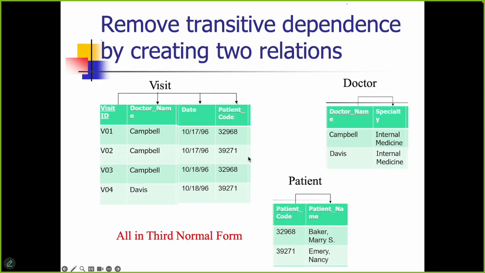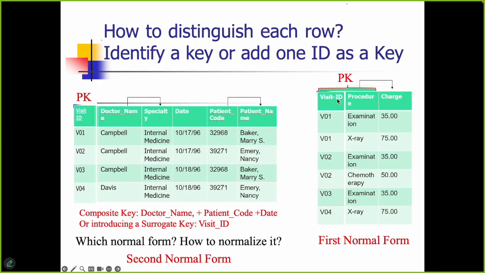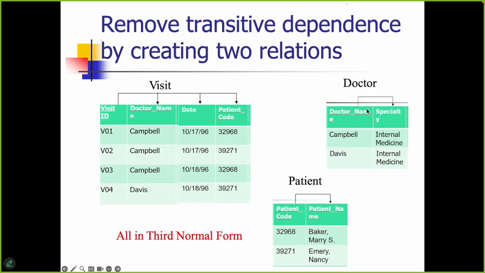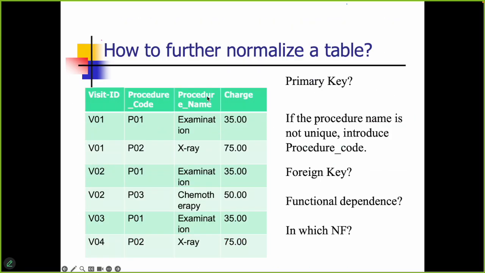So here, this is back to this table, right? Let's say you have visit ID, procedure, and charge. This table was in first normal form, so we have to get rid of the partial dependency to normalize this table. But if you look two slides later, here we have just three columns: visit ID, procedure, and charge.